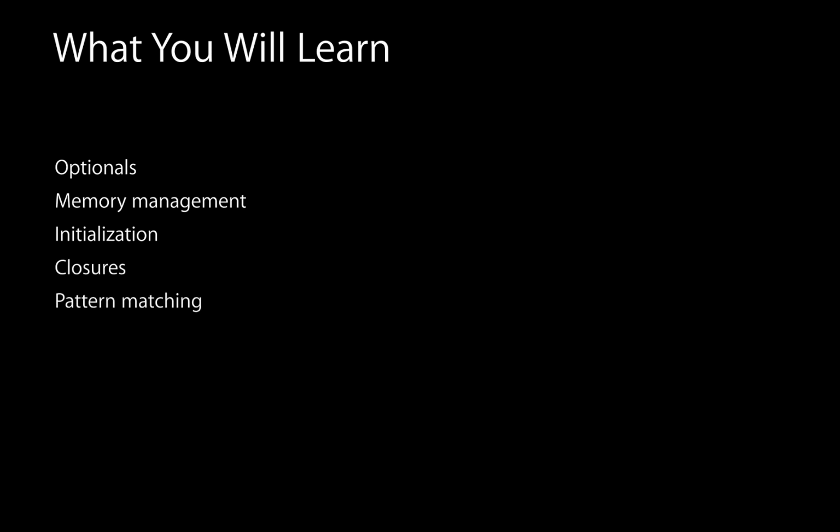So in particular, we're going to look at some features in some more detail, including optionals and how you can use them to make your code safer. We're going to talk to you about memory management in Swift and how it's largely automatic. We're also going to talk about initialization and how you could take advantage of the power of closures and pattern matching in your code.